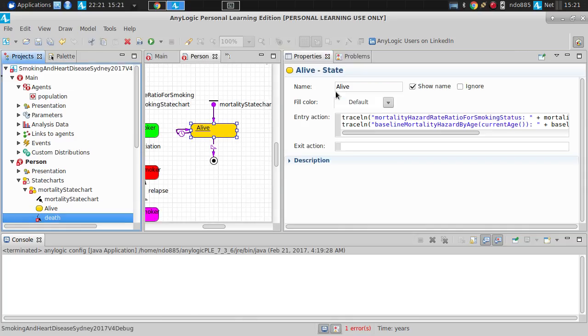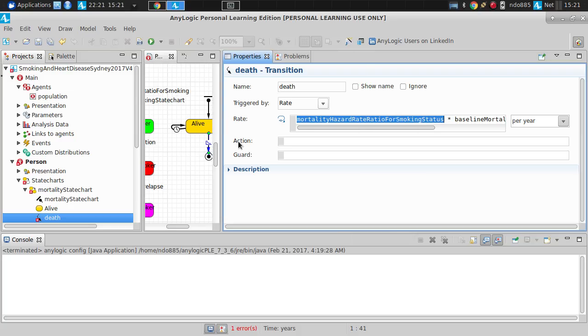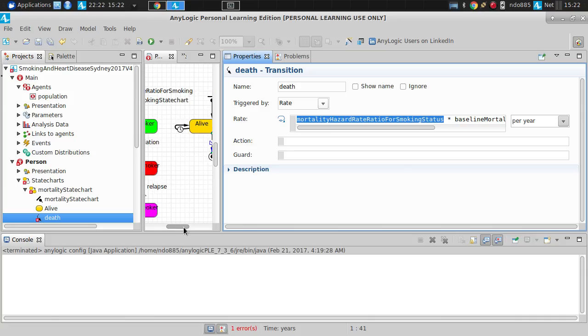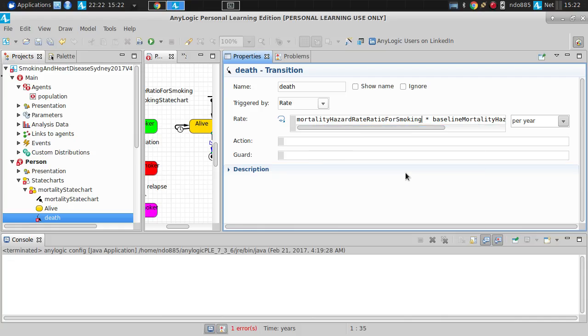And then mortality, indeed. Why didn't it warn me about this error message before? How could it have let that by? I wonder. But as a pragmatist, I'll just debug it. Mortality hazard rate ratio for smoking. This says smoking status. That doesn't make sense. Why didn't it warn me about that for smoking? There we are. Here we go.